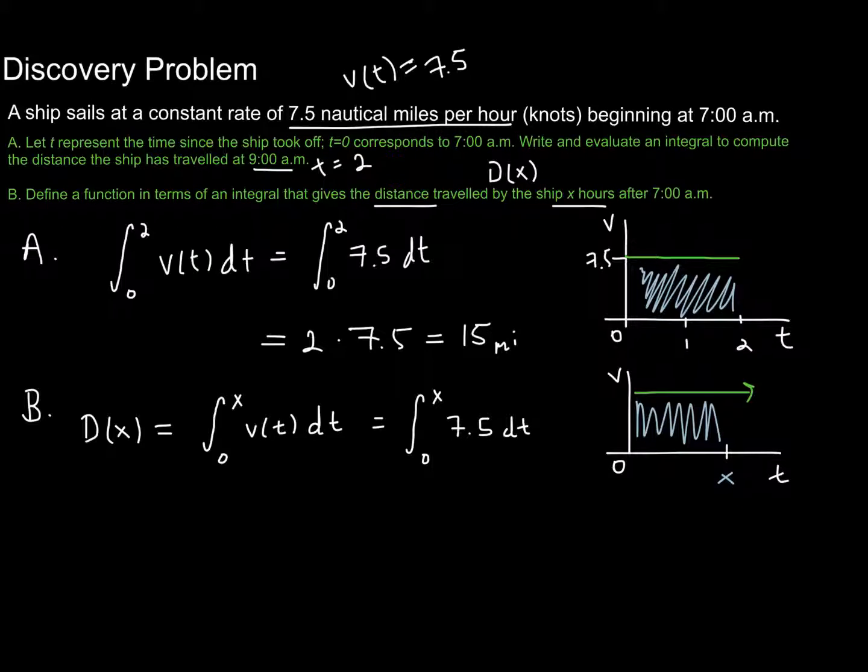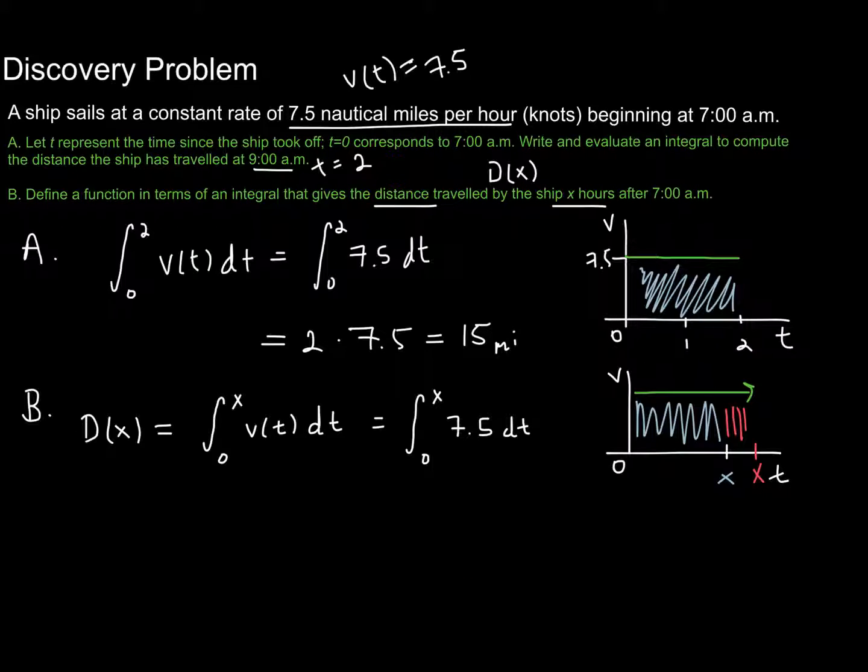And so you can imagine, as x begins to increase, we're going to be increasing the area. And the word for this is accumulate. So we're going to be accumulating distance as x increases. And that should make sense, obviously. Your ship is traveling at 7.5 miles per hour. So as the day goes on, you're going to be accumulating distance.